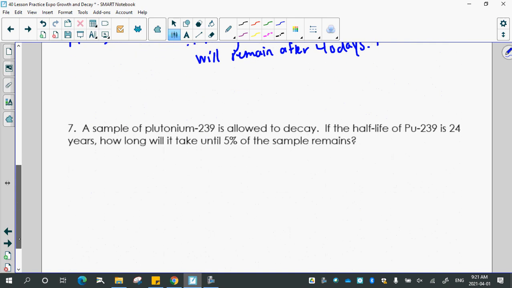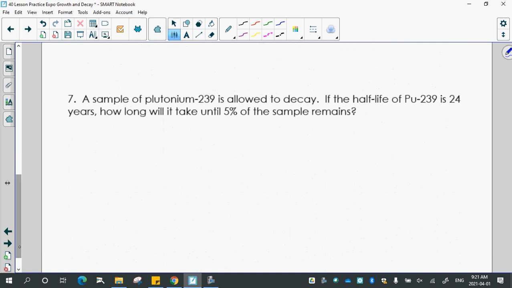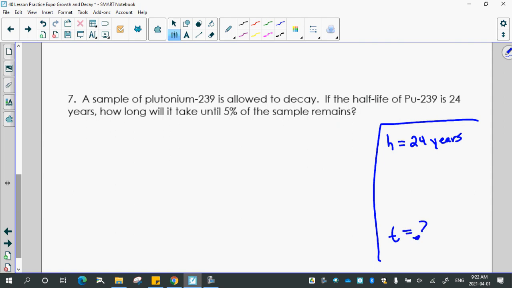Okay, number 7, a sample of plutonium-239 is allowed to decay. If the half-life of plutonium-239 is 24 years, how long will it take until 5% of the sample remains? A little bit of a stinker here. What things do we know that we can pick out right away? H is 24 years. What is it we're trying to find? T. That's our question mark.